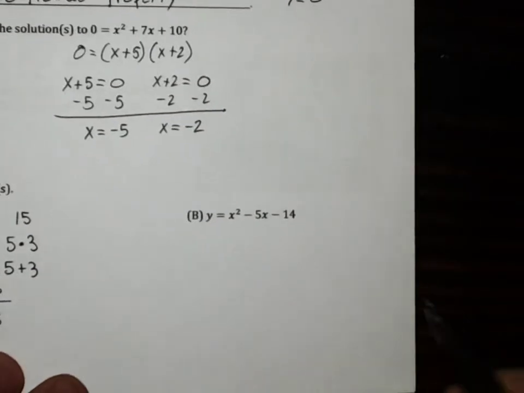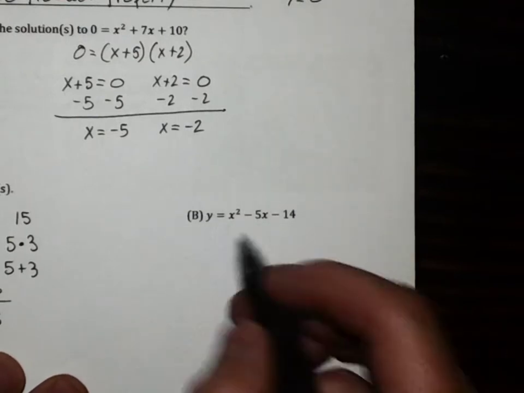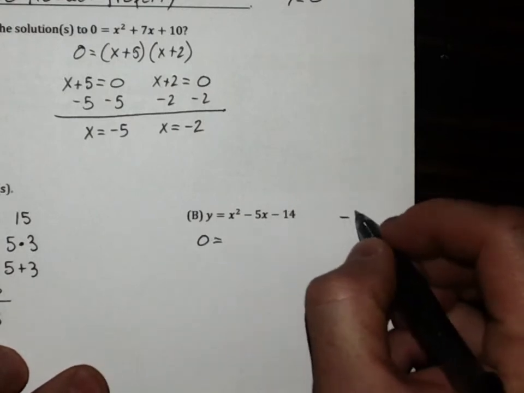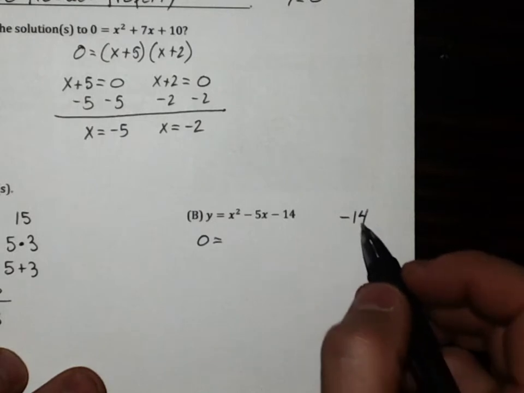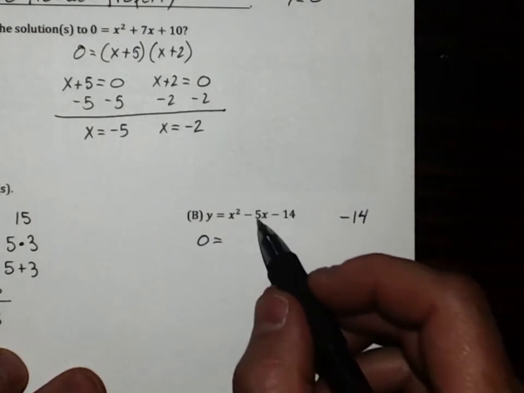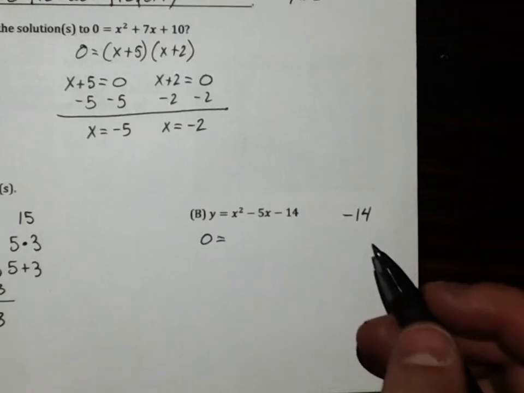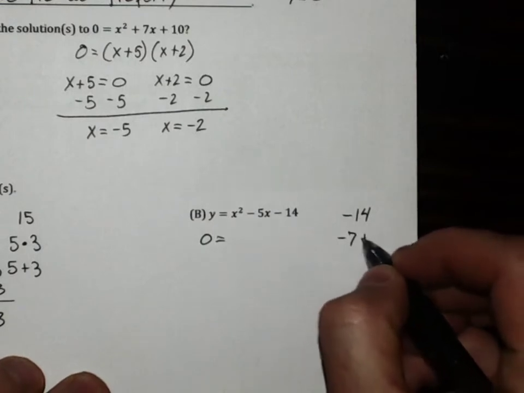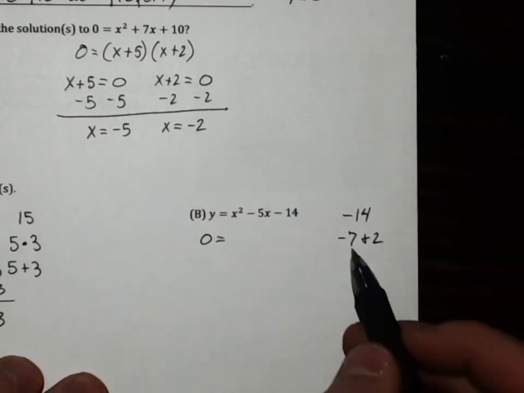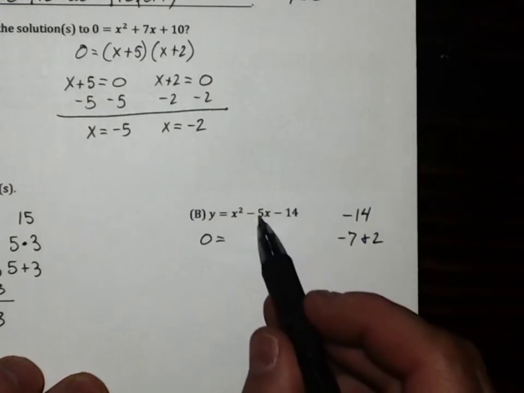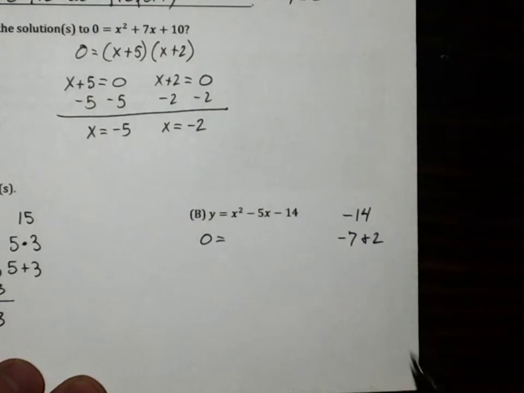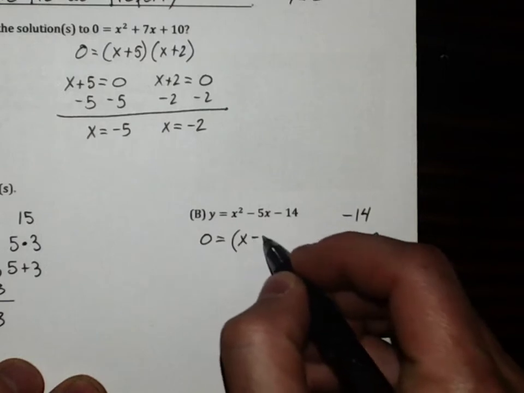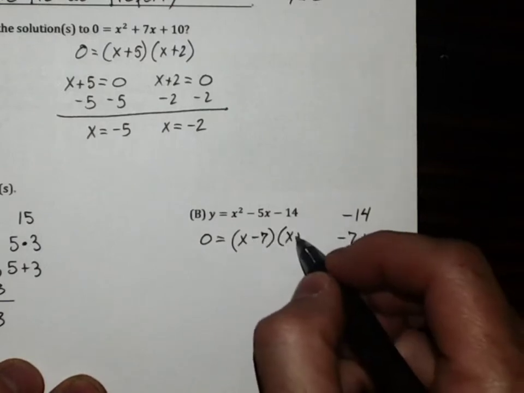So again, I need to factor it. I replace y with 0. My target number this time is negative 14. What multiplies to negative 14 but adds to negative 5? The answer is negative 7 and positive 2. Negative 7 plus 2 is negative 5. Negative 7 times 2 is negative 14. I don't have to factor by grouping, so x minus 7 times x plus 2.